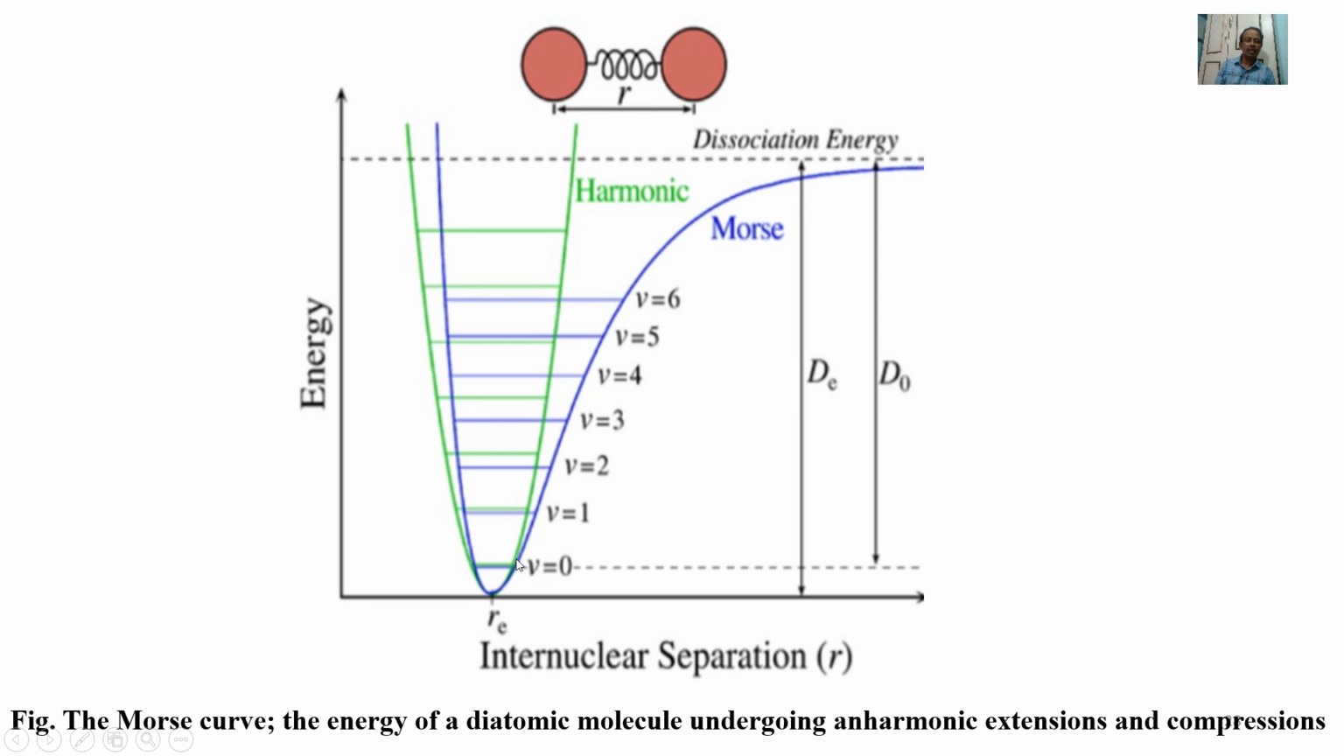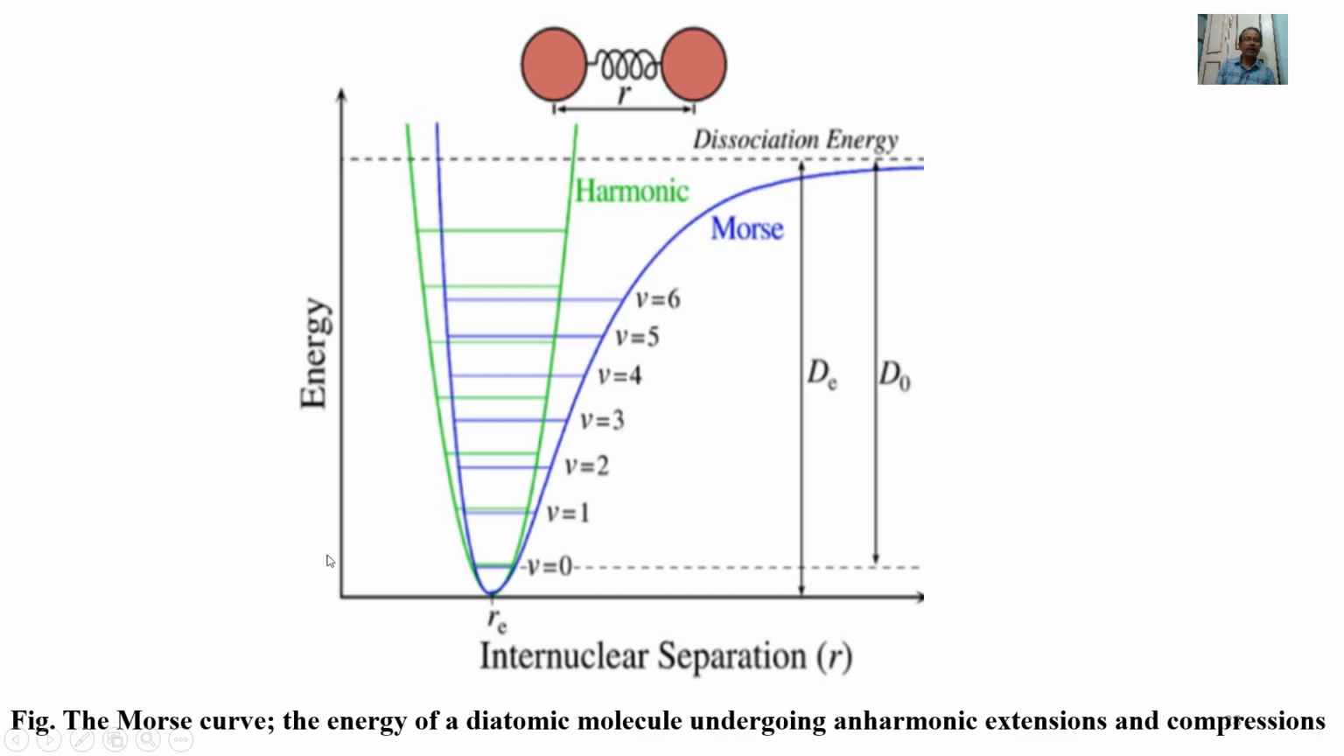And what is the spacing? The spacing is not even, and the spacing decreases as nu gets a greater value. So as nu increases, the spacing between the higher levels decreases. And nu is nothing but the vibrational quantum number. And the highest energy is nothing but the dissociation energy. Dissociation energy is the highest energy level. And here, D0 is the true energy, which is measured from the first level, nu equals 0.